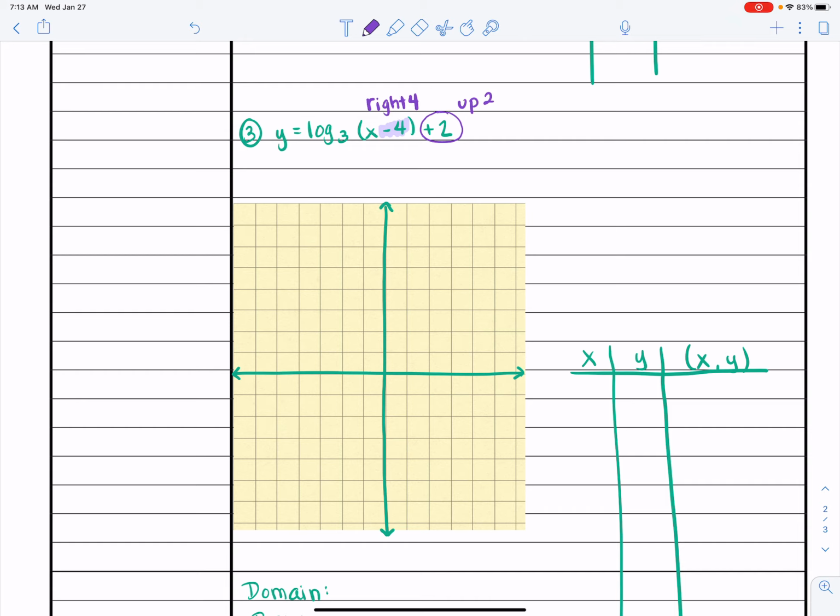Well, let's make sure that's what we get. So before I can change this to exponential, I need to move the 2 over. So y minus 2 equals log base 3 of x minus 4. Okay, now we're going to change it to exponential. So the base is 3. The exponent, y minus 2, equals x minus 4. Well, before I can substitute numbers in, I need to get the x by itself, so add 4. So 3 to the y minus 2 power plus 4 equals x.